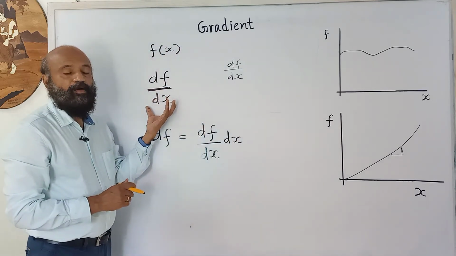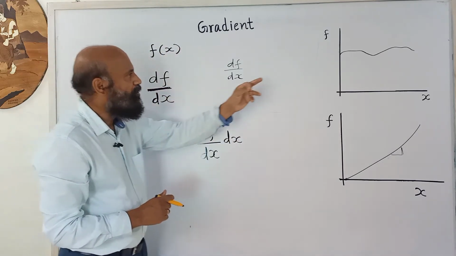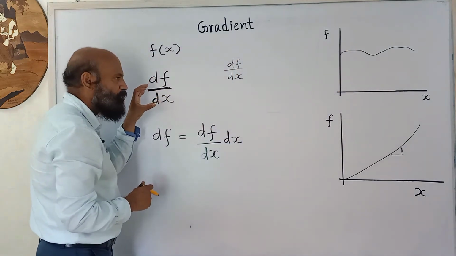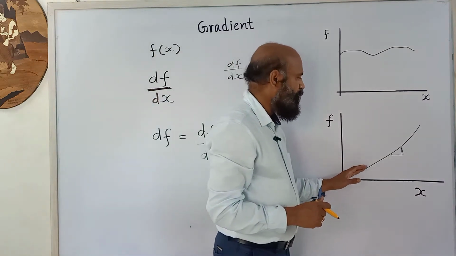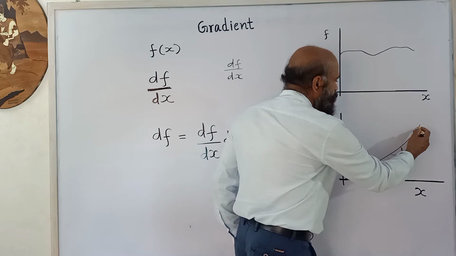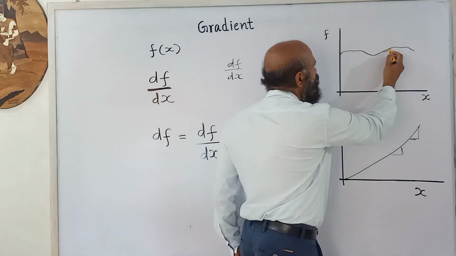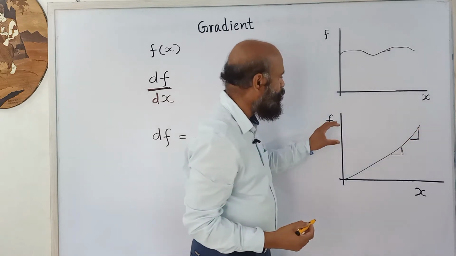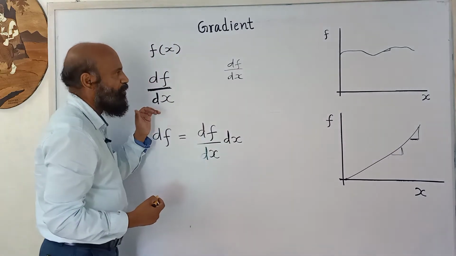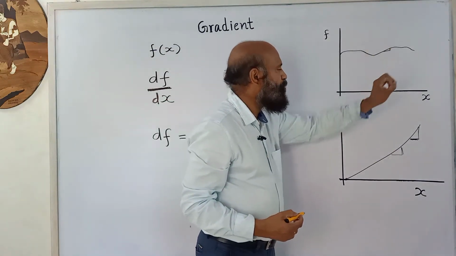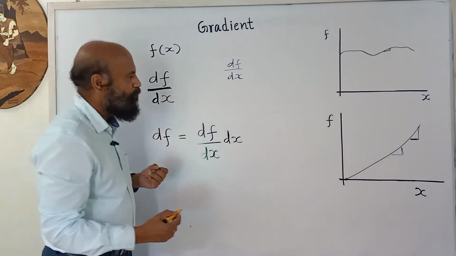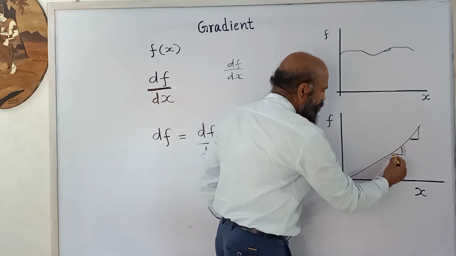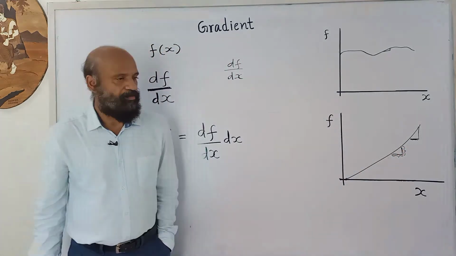Now df by dx is a proportionality factor. So here the rate of change of the function is less, so df by dx is also small. Here f is changing rapidly, so the slope is more. Here the slope is less. So it's a proportionality factor. When the rate of change of the function is large, df by dx is also large. Then df by dx will give you the slope of this graph. So this is the change in the function and this is the change in x.